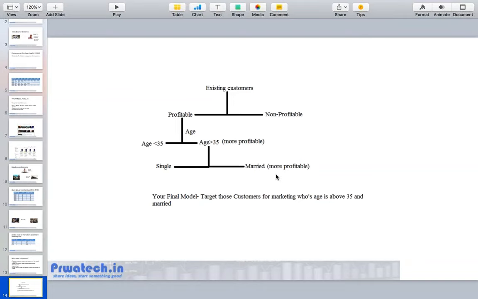So when you apply this algorithm in practical, real-time scenarios, you will get more parameters. Here I have cited only two or three parameters. In this case, your final model for HDFC Bank is to target for marketing those customers whose age is above 35 and who are married. So that will be your final model for HDFC Bank.